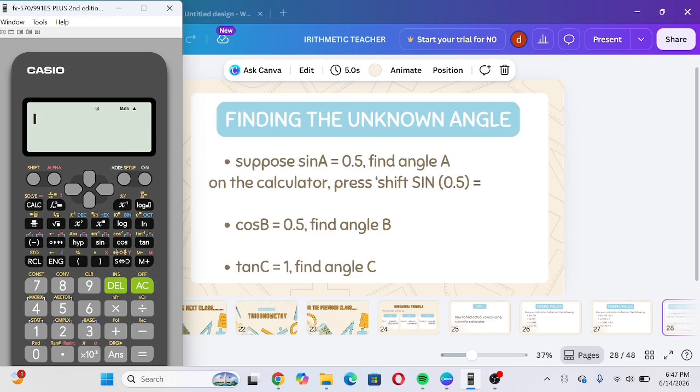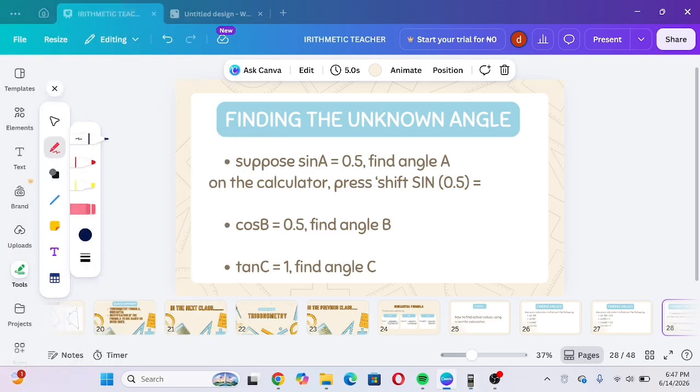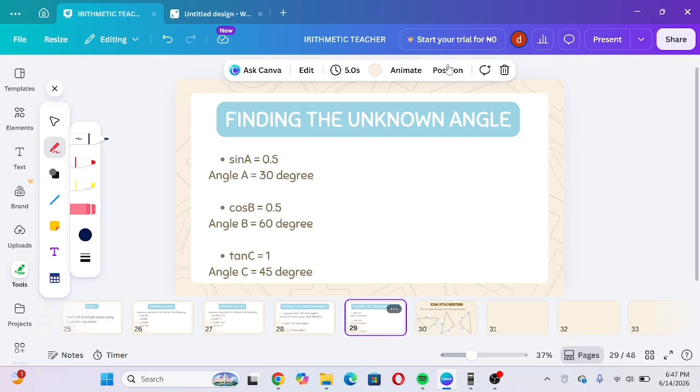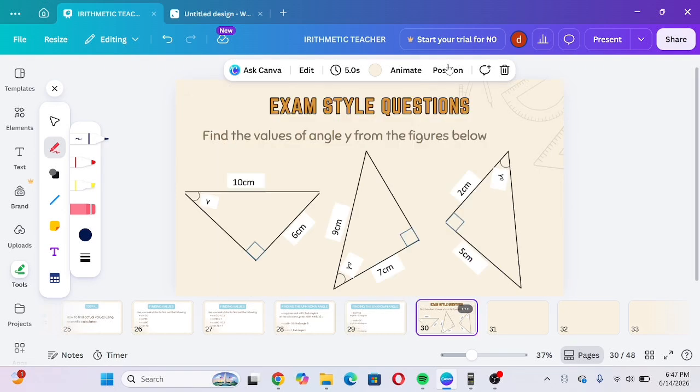Then in the second case, you have cos B equal to 0.5. Find B. Again, you press your shift, then your cos, then your value 0.5, then equal to. You have 60 degrees. Then lastly, tan C equal to 1. Find angle C. Again, you must start with shift, then your tan, right? Then your value 1, then equal to 45. So this is how to find the angle if you are given the values. The answers are right here. You can cross check.